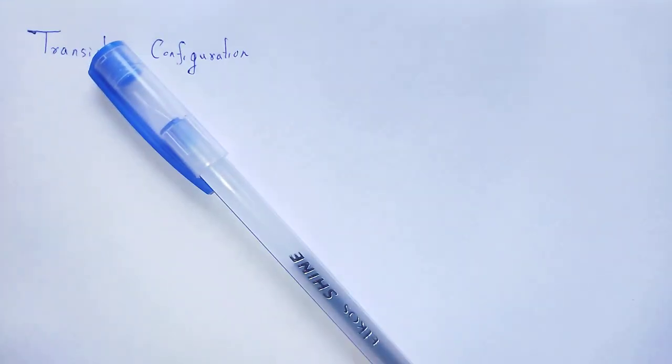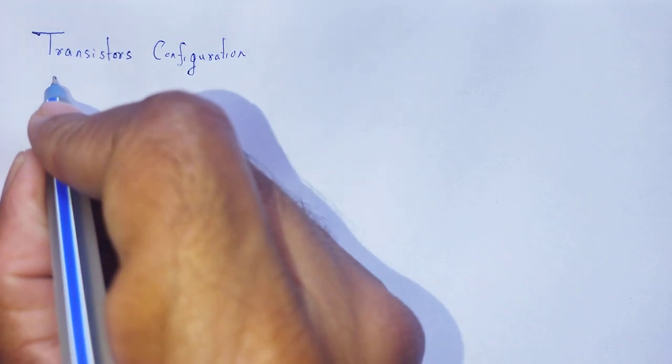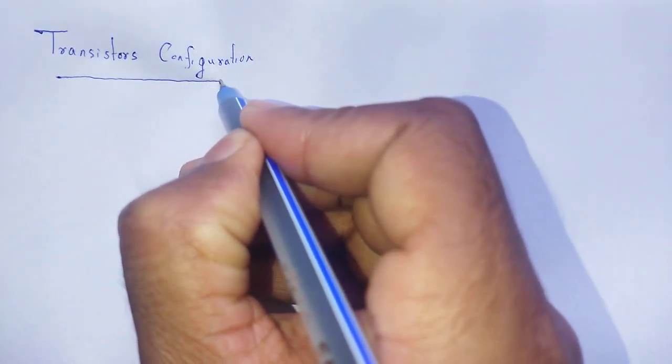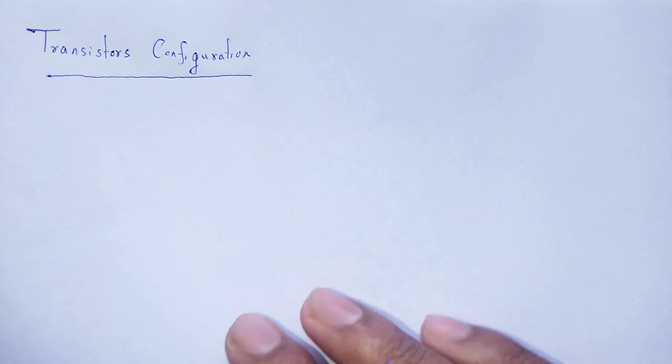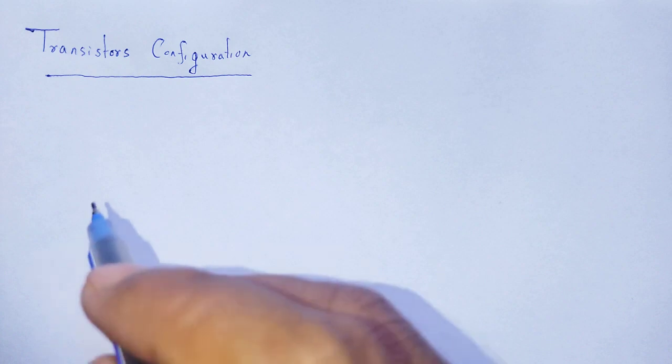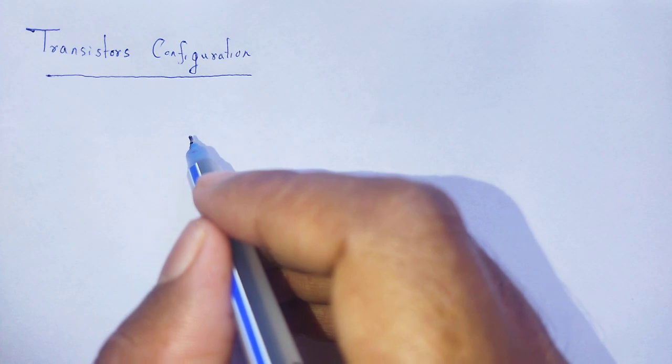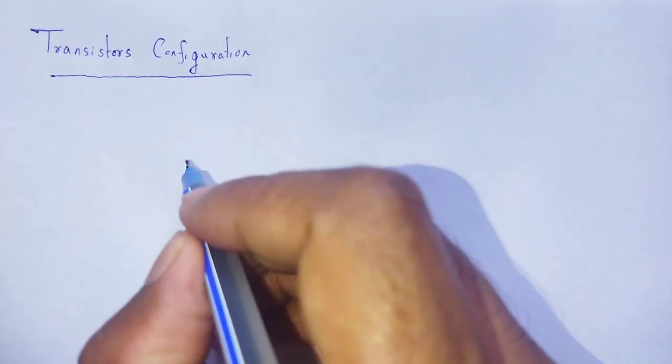In the previous video lecture, we saw two varieties of transistor. One is NPN transistor, another one is PNP transistor, as categorized under bipolar junction transistors, BJT. Let me take an NPN transistor.